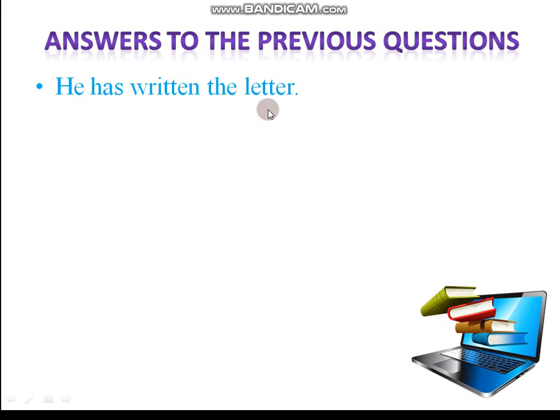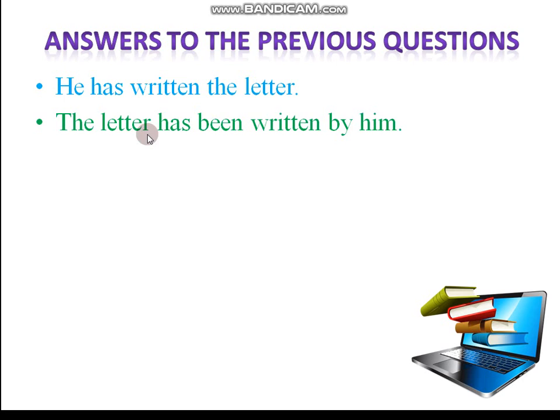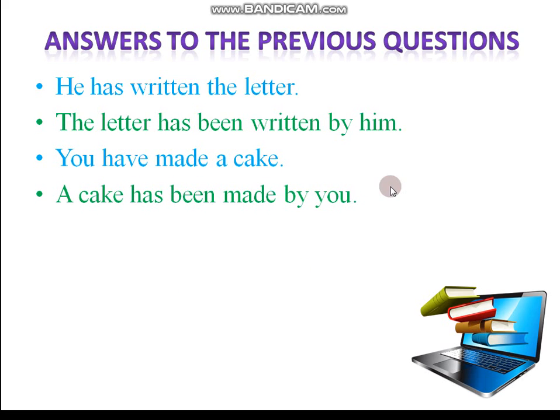Here he has written the letter. The letter is the object here. When you take it into the subject, it comes the letter. The letter is a singular noun, so we need to use has as auxiliary and then been afterwards, with the V3 form written. And here he becomes him. You have made a cake. A cake has been made by you.